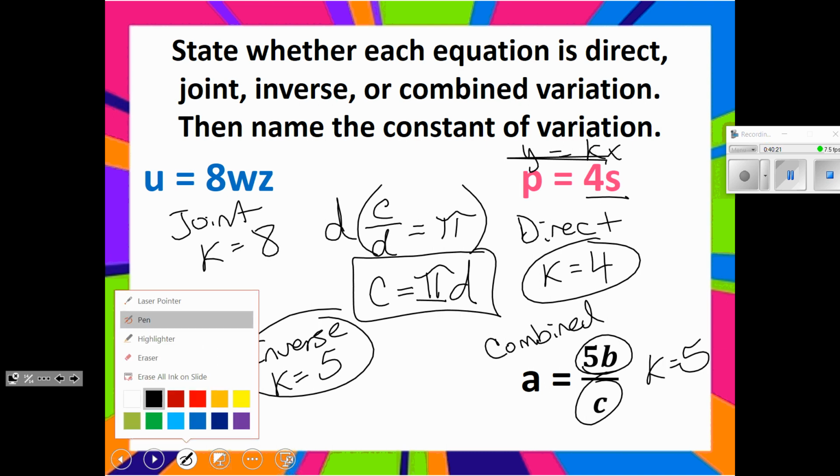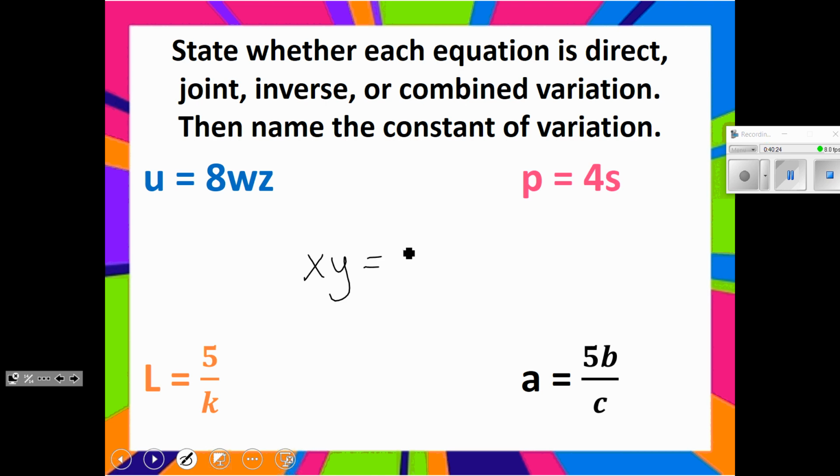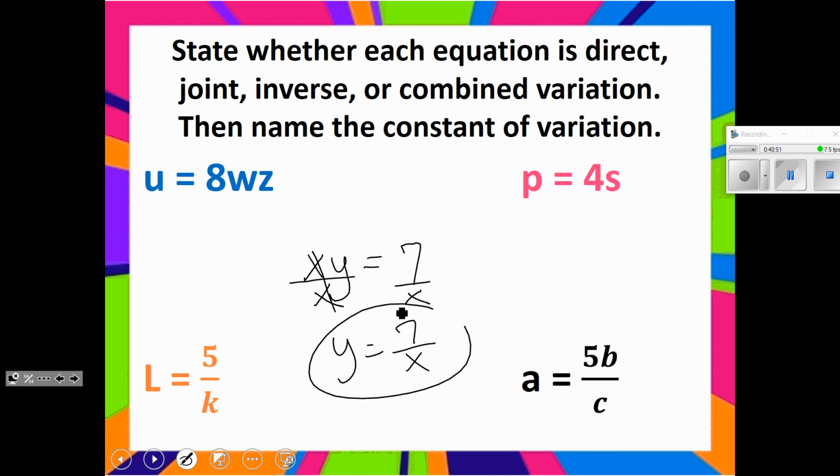But do you understand you had to solve it first for a variable and then state it? If I had one that looks like this, what if I had xy equals 7? Do I have it solved for a variable? So let's solve it for, you got to solve it. Get a variable by itself first, and then tell me what kind it is. So solve this for y. What would I do to both sides? Divide by x, so get y by itself first. Now, what kind of variation would that be? Inverse. Does that make sense? So I'm going to tell you on your homework, if it's not solved for a variable, if you do not have a variable that's by itself, you've got to do that first and then state what kind of variation it is. Okay?